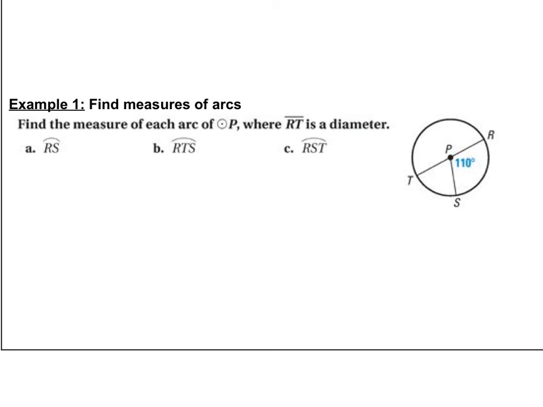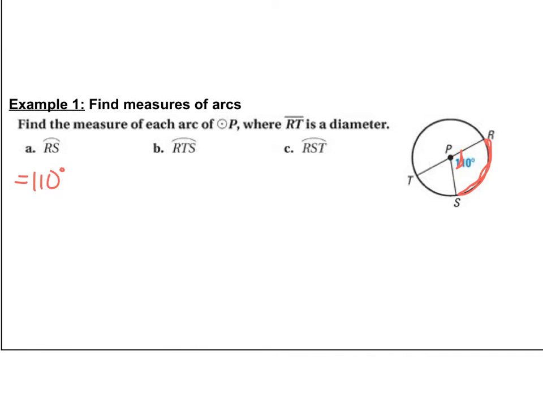All right, so let's just take a look at example number 1 here. Find the measures of the given arcs. So the first arc we're talking about is arc RS. Arc RS is equal to the measure of its central angle, and in this case its central angle is 110, so its measure is 110 degrees.